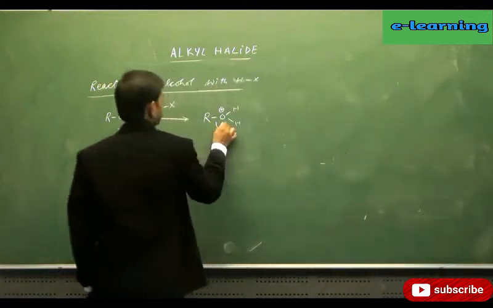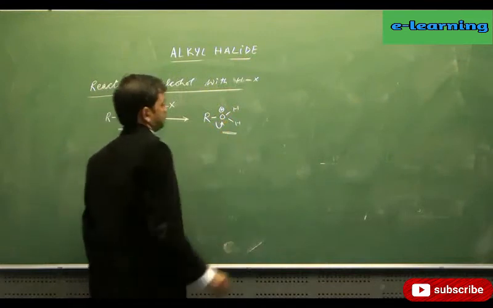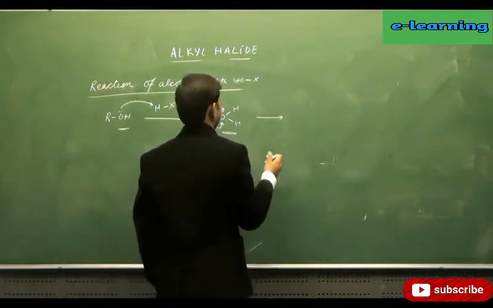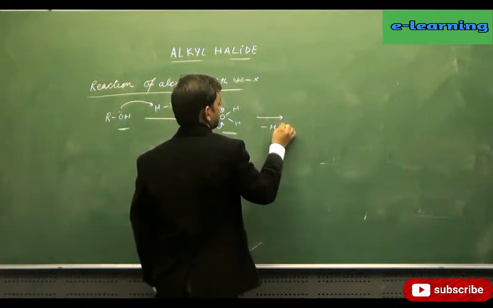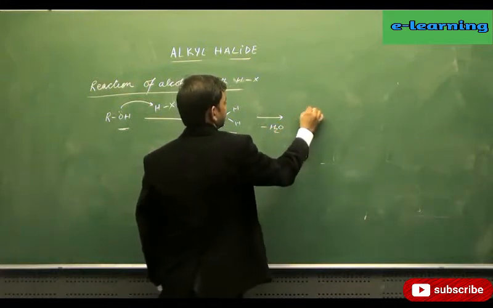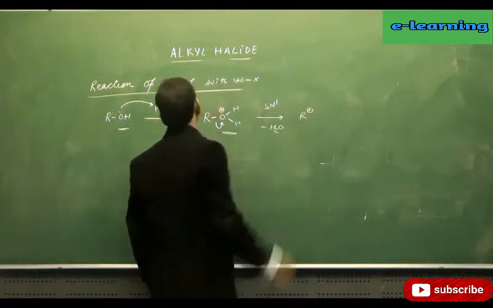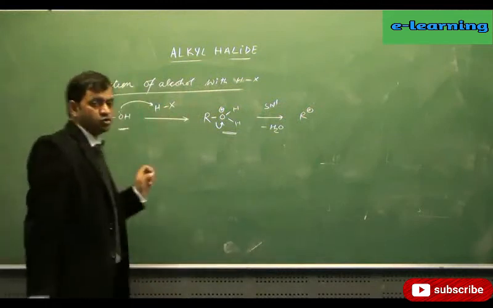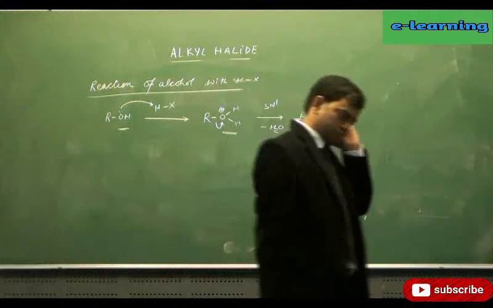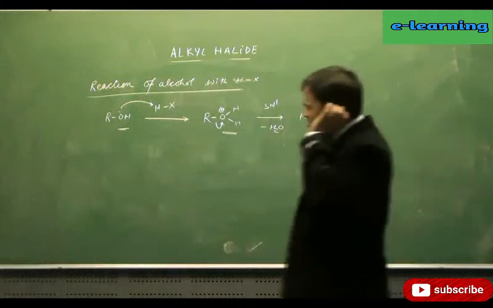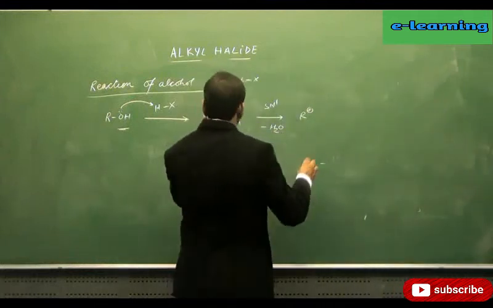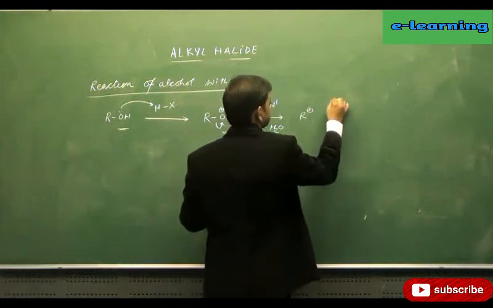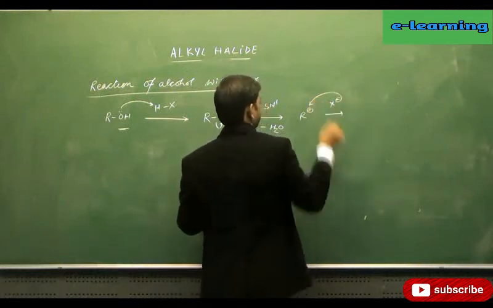Next, the leaving group leaves the substrate. It forms the carbocation. If it gives a stable carbocation, if it is 2 degree, it is resonance stabilized. It forms the carbocation, and finally X negative attacks.